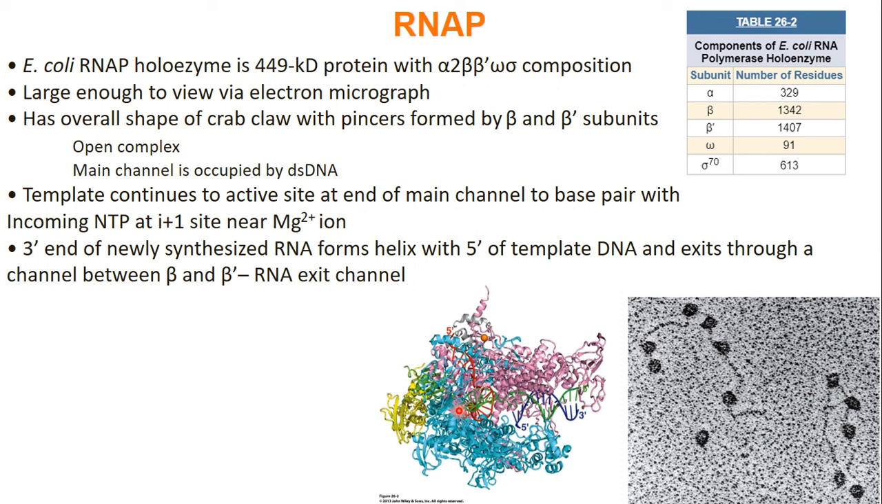It's going to be base pairing with incoming nucleotides at a site called I+1, which has magnesiums near it. And this shouldn't be too much of a shock, as this is a polymerase, and we saw in the DNA polymerases we also had magnesium. Now the RNA, which is shown here in red, the 3' end will form a helix with the 5' end of the DNA, and you're going to be exiting through a channel between the beta and the beta prime that we call the RNA exit channel.